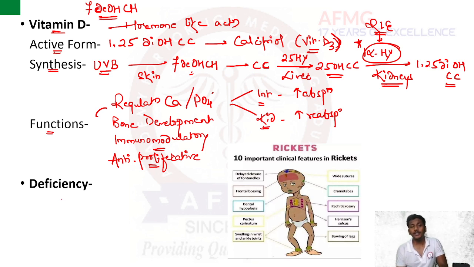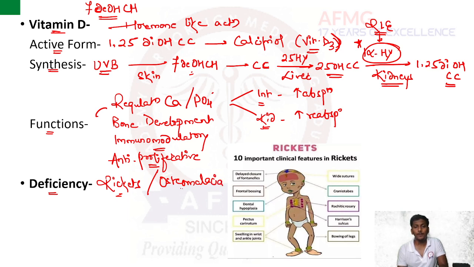Then if I talk about deficiency of vitamin D, all of us are quite aware that if it occurs before skeletal maturity, that is in children, it will cause rickets, whereas when it occurs in adults, that is after skeletal maturity, it leads to a condition known as osteomalacia.